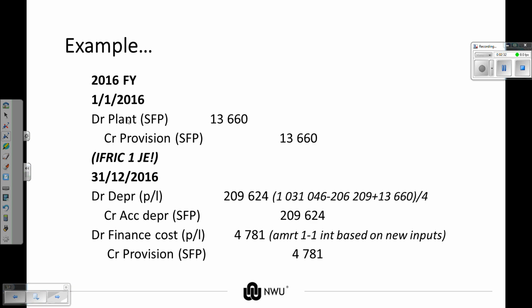So my IFRIC 1 journal entry will be where I debit plant, credit my provision, increase my provision. My depreciation going forward after this IFRIC 1 journal entry will be my actual carrying amount on that day divided by remaining useful life. So cost minus depreciation plus then my IFRIC 1 amount divided by 4. My finance cost will now be calculated based on the new inputs, and because the present value of the new inputs was actually the 1st of the 1st 2016, at the end of 2016, that will be period 1.1 interest based on the new inputs.